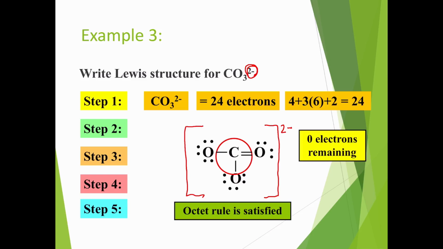I do want to tell you, it doesn't matter which one of these oxygens we had picked to double bond to the carbon. We picked the oxygen on the right, you could have picked the one on the left, you could have picked the bottom one. It doesn't matter. Any of those would have been acceptable ways to draw this particular Lewis structure, just as long as one of them gets double bonded and the other two do not.